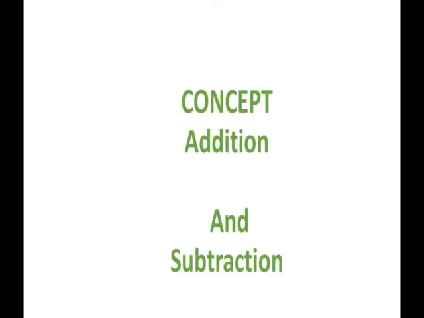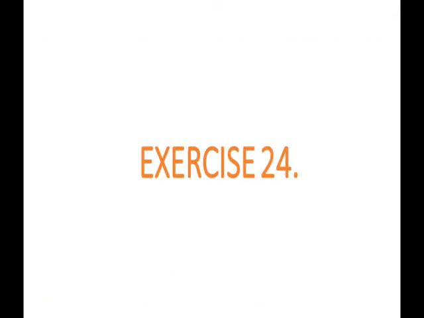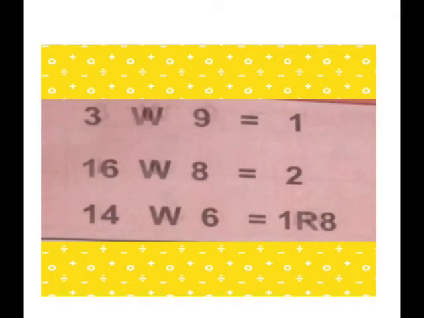Alright, let's start now. Here is our first example. Study this example carefully. 3W9 equals 1. 16W8 equals 2. And now what does this stand for? This is a form of a code.